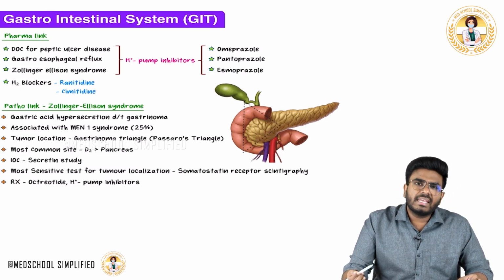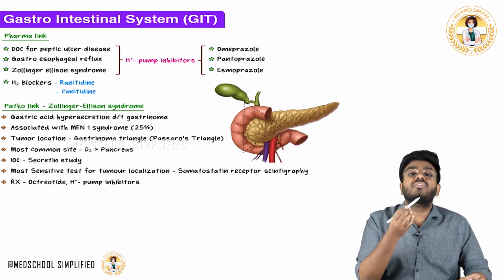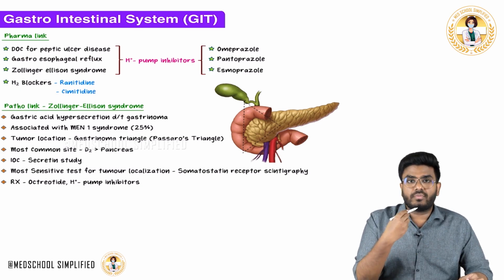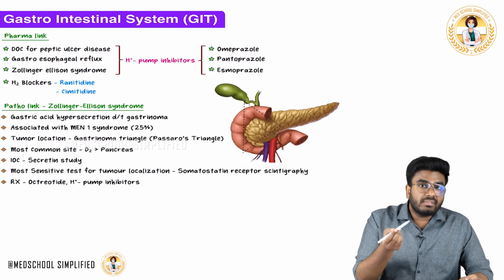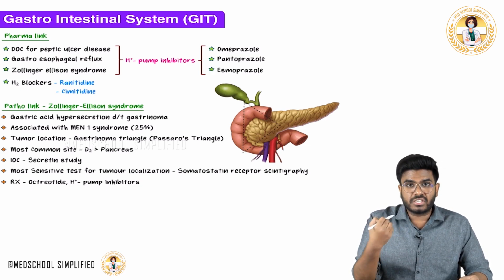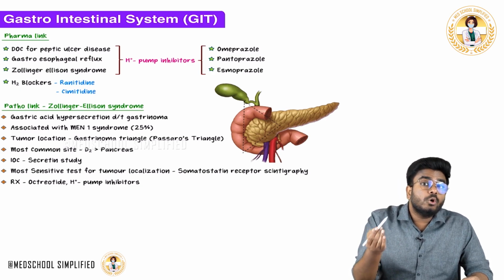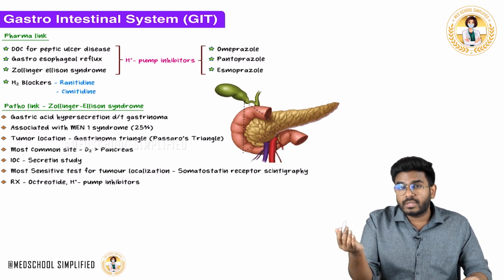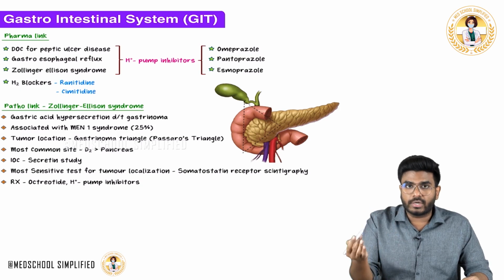So, what is GERD, gastroesophageal reflux disease? It is reflux of acid from the stomach into the esophagus. When that acid refluxes, it causes esophagitis. It can even cause Barrett's esophagus, metaplastic changes that can even lead to adenocarcinoma of the esophagus. This is not something good. We don't want acid reflux.